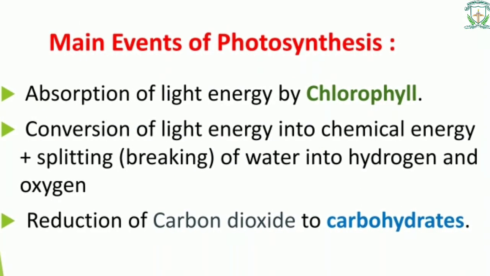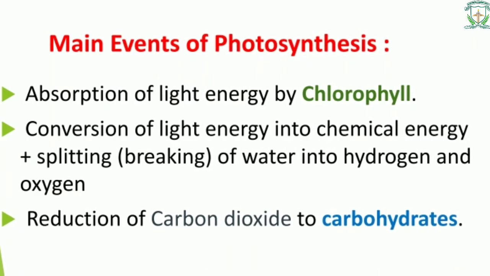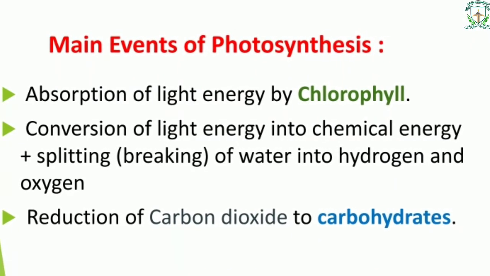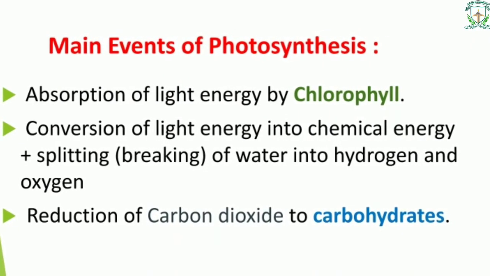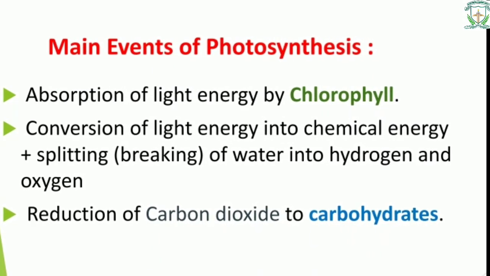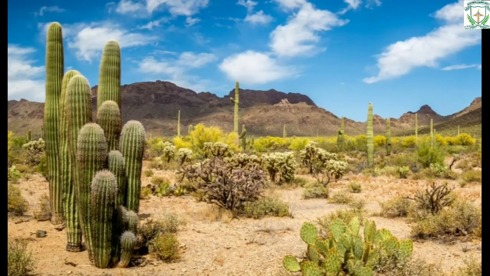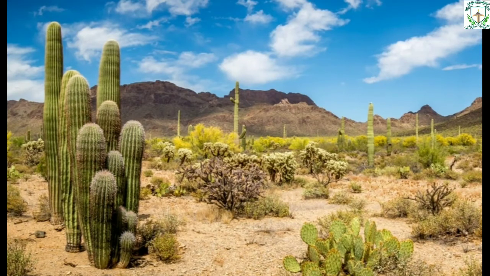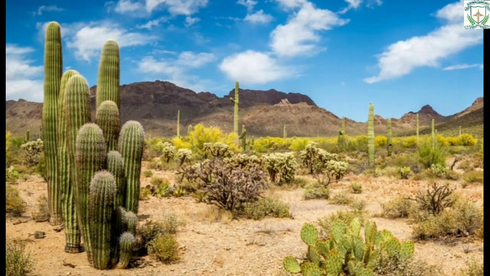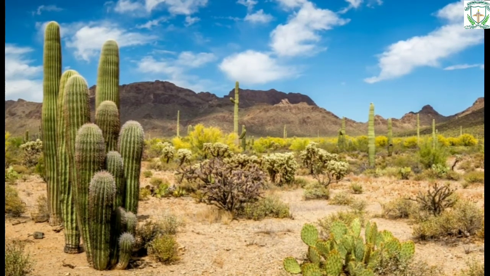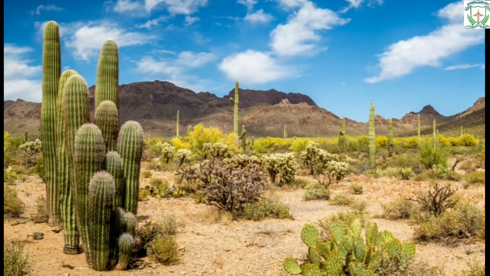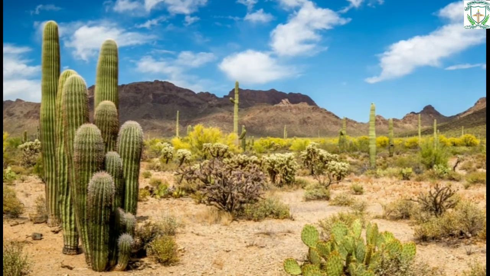We have discussed the main events of photosynthesis. These steps need not take place one by one or immediately, because desert plants absorb the carbon dioxide during the night. And also their stomata are opened at night. So this is the exceptional case.